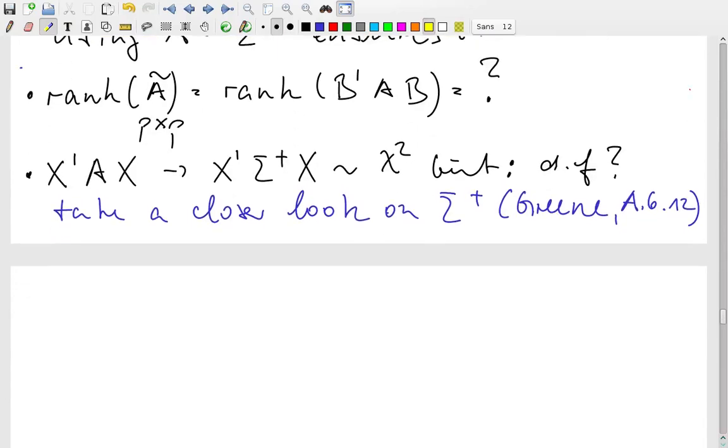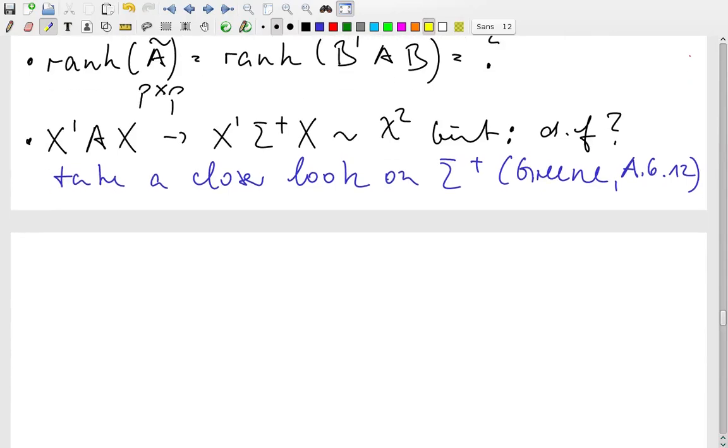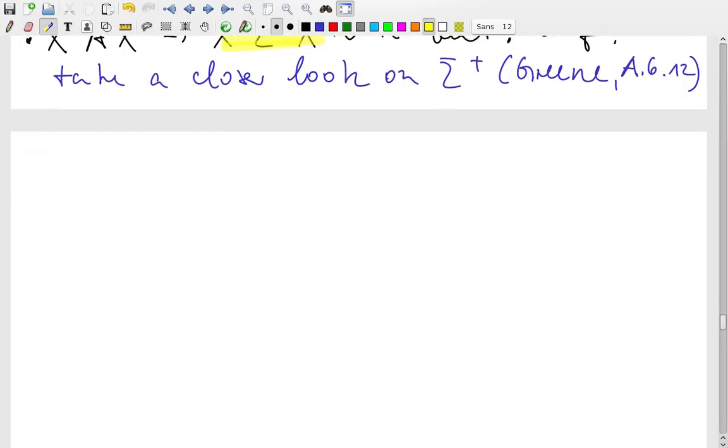Okay, so in order to find out what actually the degrees of freedom of this chi-square distributed random variable which results from this quadratic form is, we need to take a closer look at the construction of the pseudo-inverse. So far we just took a look at the properties of the pseudo-inverse, but not at its precise computation. And that's what I want to do next.